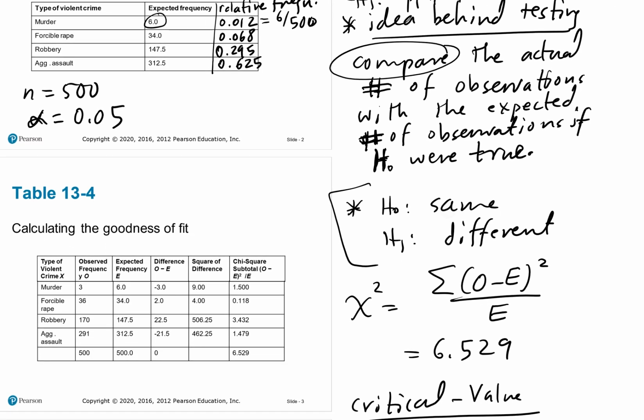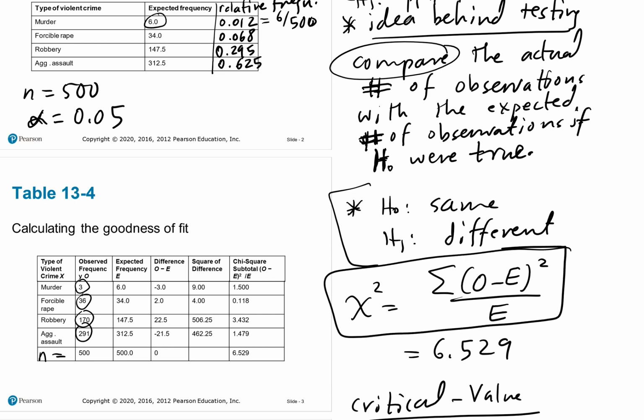So in this table, the observed values given to us are 3, 36, and so on and so forth for a sample size of 500. Those are the expected values. To run the test, we need to evaluate the test statistic. And how do we evaluate this? We first find each observed value minus expected. So 3 minus 6 is negative 3. 36 minus 34 is 2, and so on.